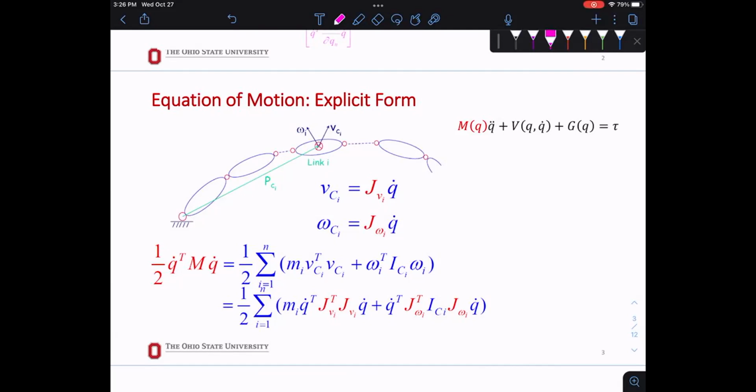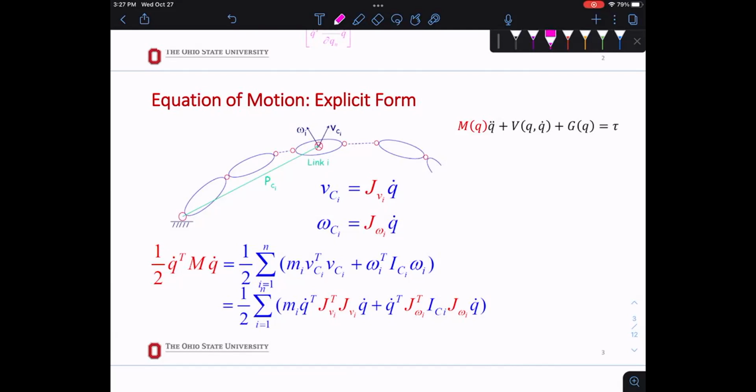So the Jacobian has two parts, linear and angular. We can write the linear velocity V_Ci to be the linear Jacobian times q dot. And also write the same thing for our angular: omega_Ci is going to be J_omega_i q dot, right? So at any link, you could have either of those, right?